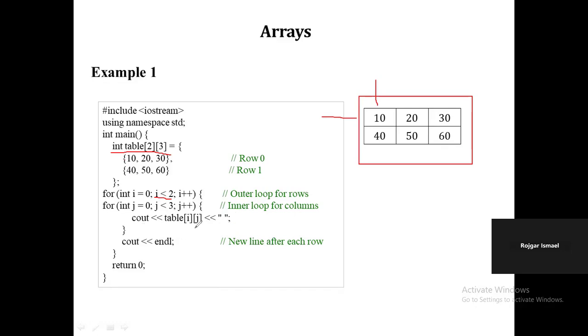Finally, in order to make tabular data in such a table, we have to use endl or backslash n in order to define a new line for each row, then return to 0. This is a very, very simple example.